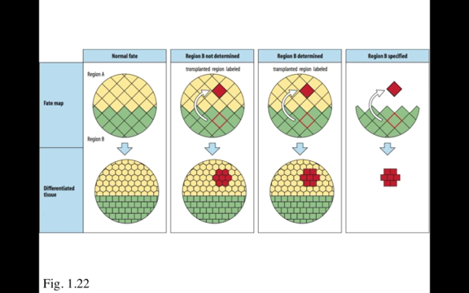Some really good examples of cells that are not yet determined are stem cells. They don't know what they're going to become. Some cells could become the whole embryo. So they are undetermined.